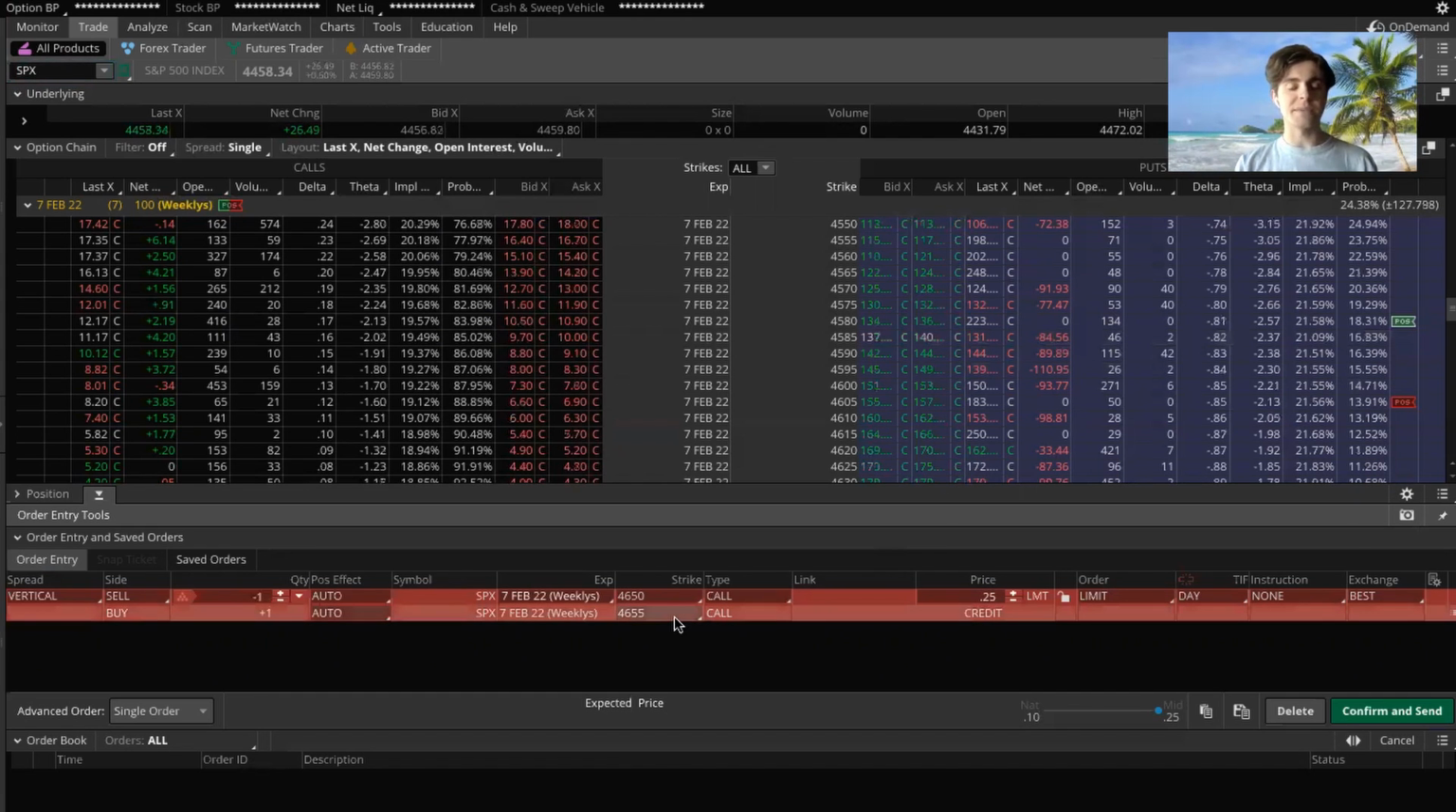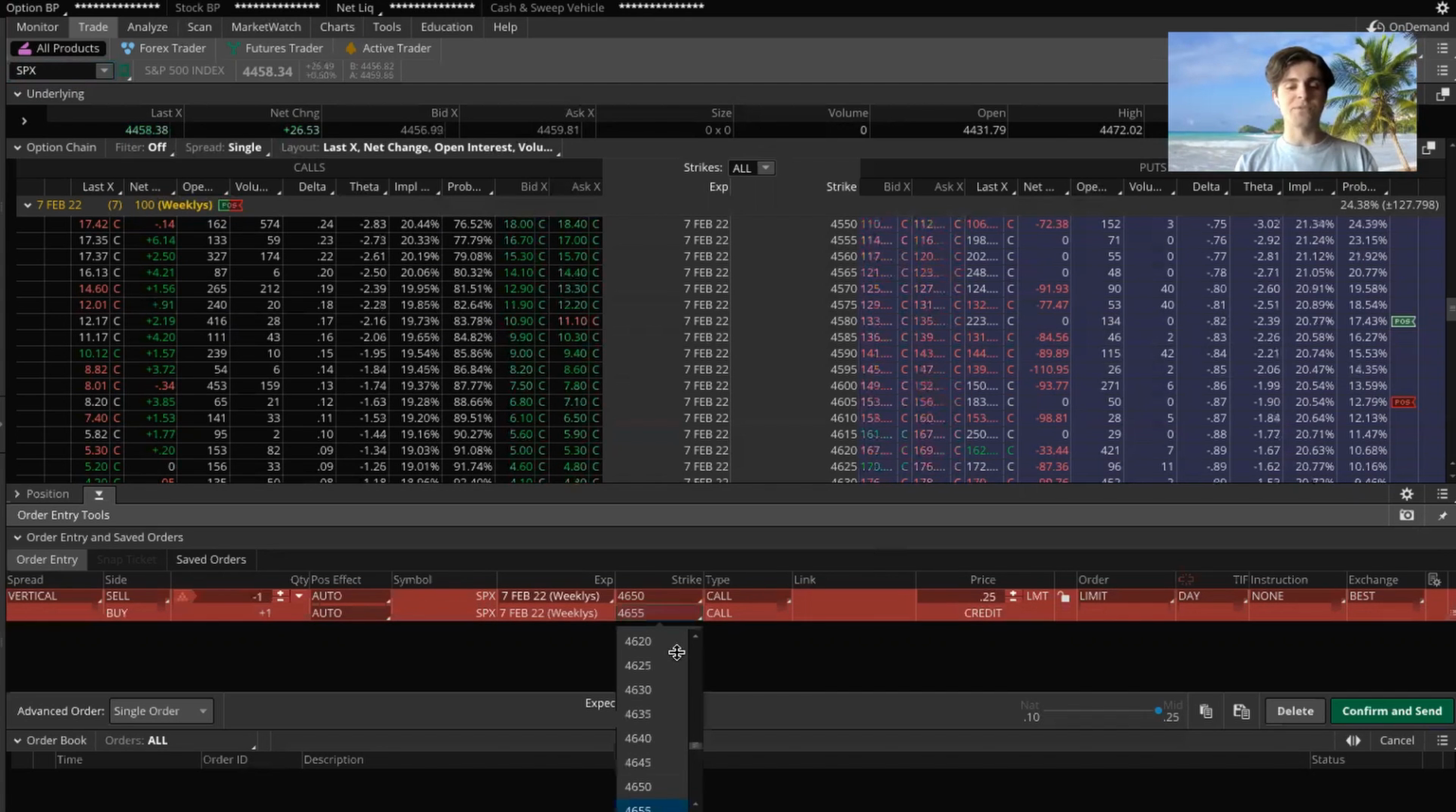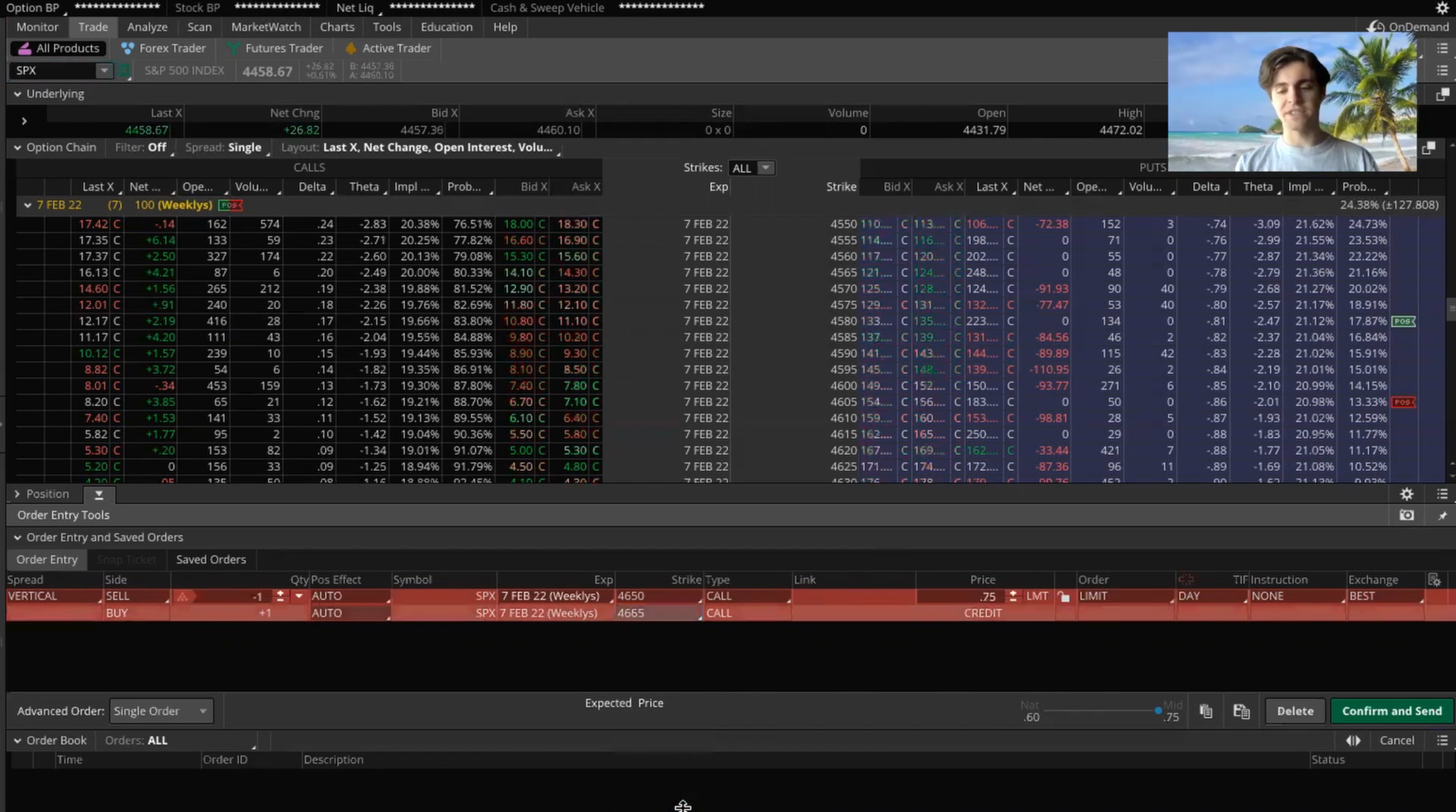But if we were to look at February 7th right here, I'll start my first hedge position. We'll do 46.50 and we'll do 46.65. See what that credit's looking like. So about 75 credit. Let's start working that right now.